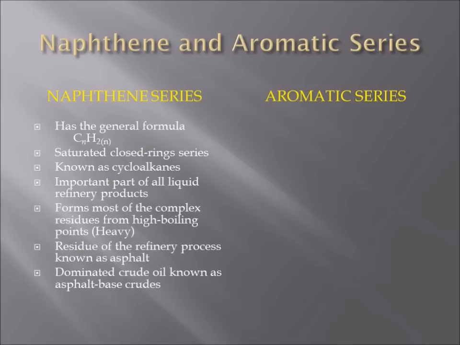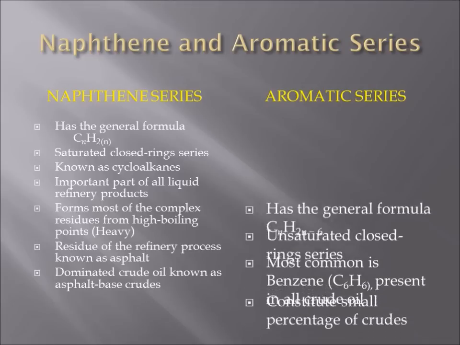The naphthalene series has a general formula of CnH2n. This is a saturated closed ring series, and they are an important part of all liquid refinery products. This series forms most of the complex residues from high boiling points, therefore this series is generally pretty heavy. The residue of the refinery process is known as asphalt, and these are the high molecular fractions of petroleum. Crude oils dominated by this series are known as asphalt-based crudes.